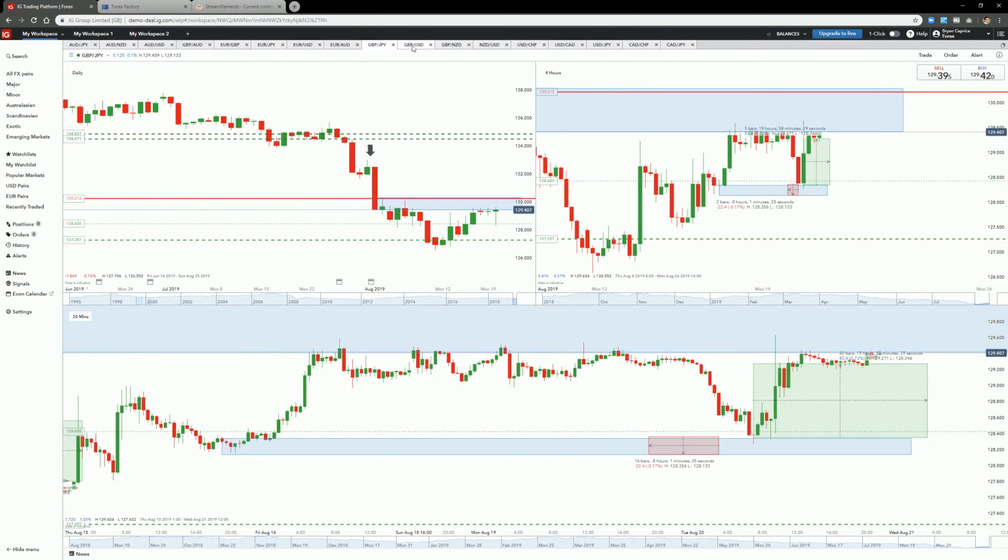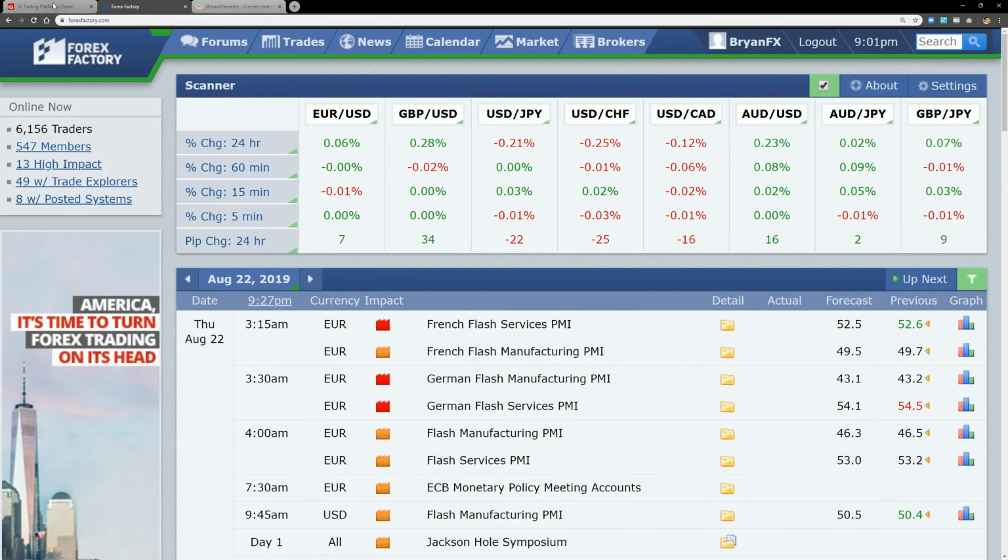Okay. Looking at the pound dollar. Pound dollar actually did some movement. This one actually did 34. This is the big winner of the day.